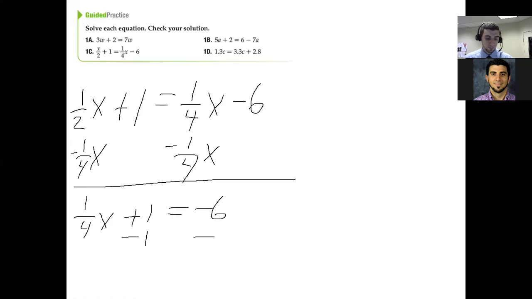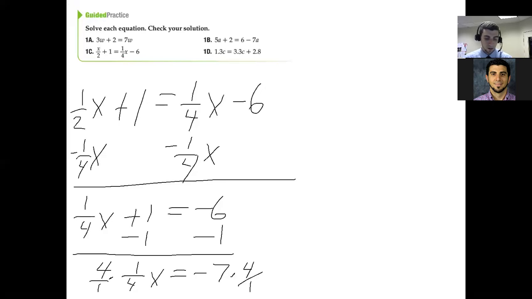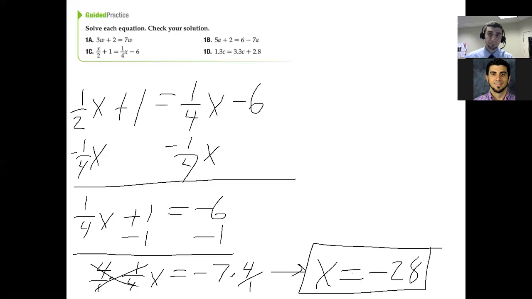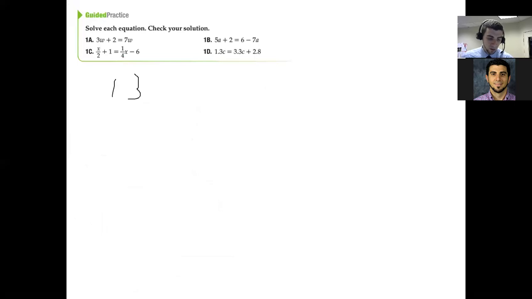Then subtract 1 from both sides. And then you have 1/4 x equals -7. And then multiply both sides by 4/1. And these cross cancel, and you'd have x equals -28. All right, pretty cool. And the last one, you have 1.3c equals 3.3c plus 2.8.